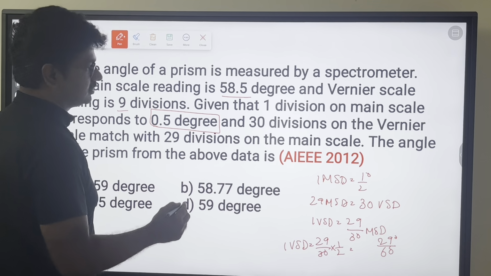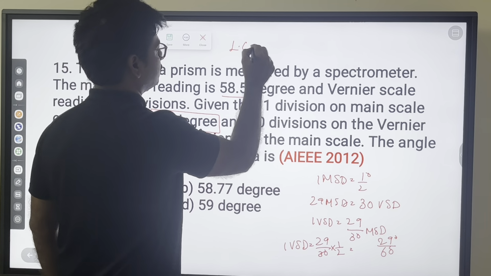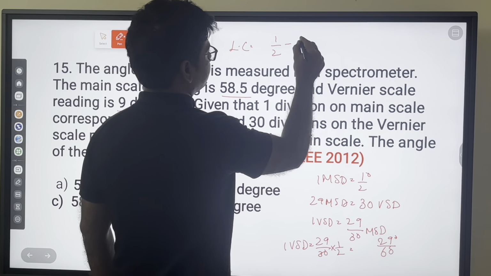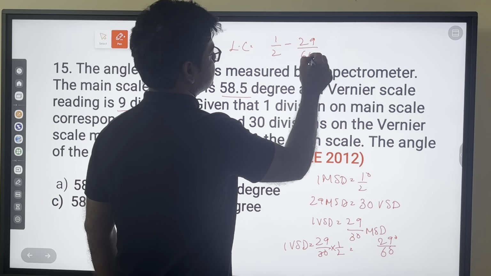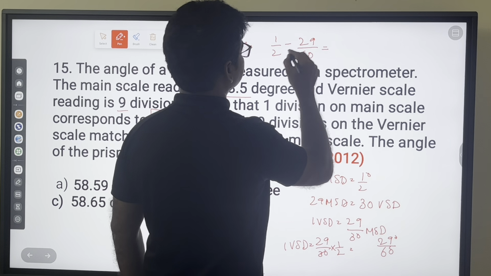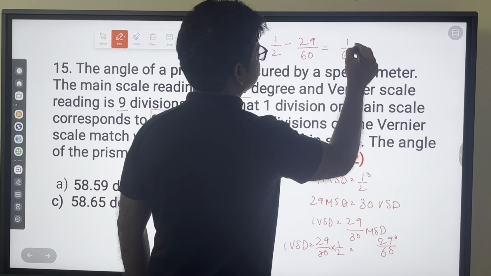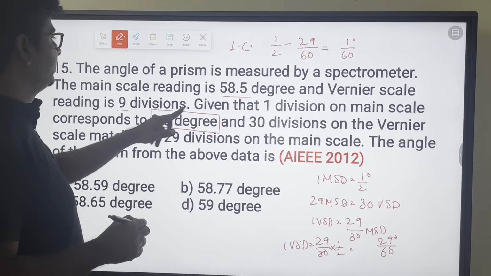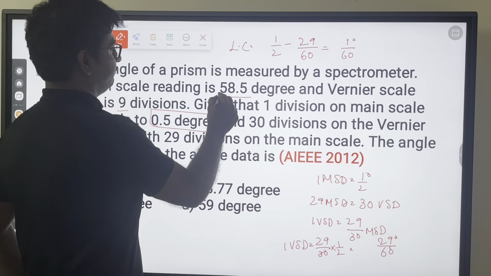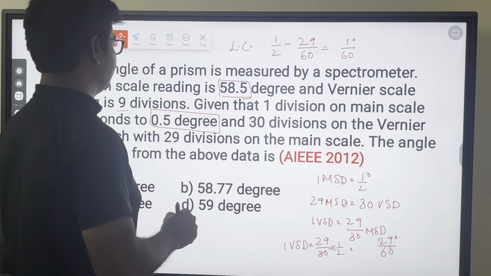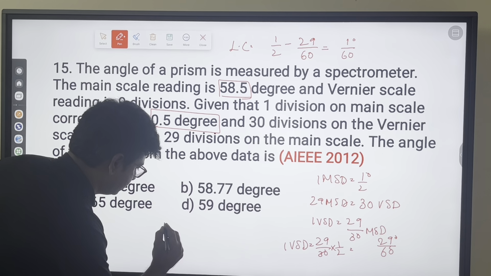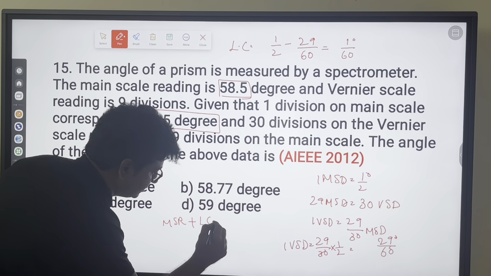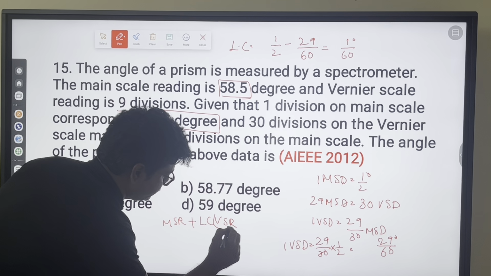So what is the least count now? Least count is equal to 1 MSD minus 1 VSD. That is half minus 29 by 60, which is equal to 1 by 60 degrees. This is the least count. The reading is already given, 58.5, this is the main scale. So what is the angle now? Main scale reading plus least count into VSR.